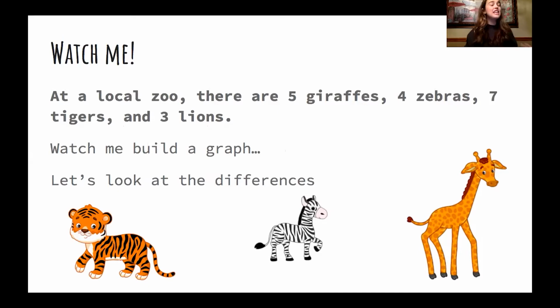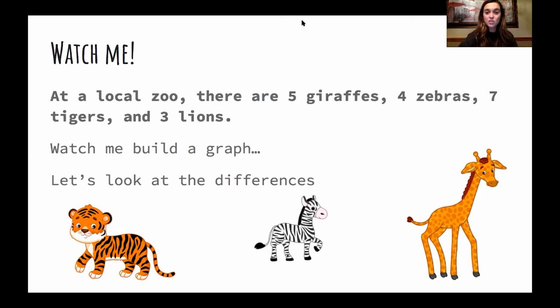You guys do not need to get any paper or materials out right now. I would love it if you would just watch me, and I will explain some of the key points of actually creating a bar graph as well. So at a local zoo, this is the problem we're going to do. At a local zoo, there are 5 giraffes, 4 zebras, 7 tigers, and 3 lions. So watch me build a graph, and then we'll look at the differences.